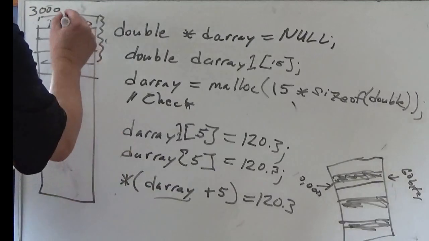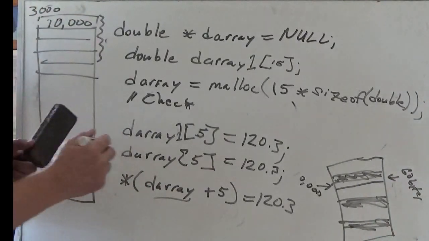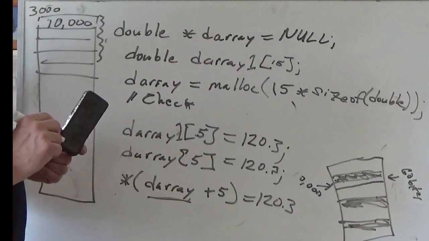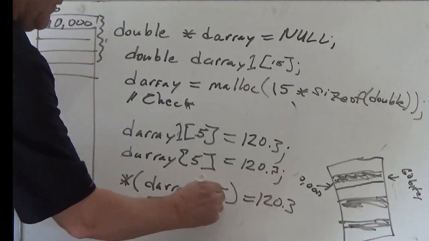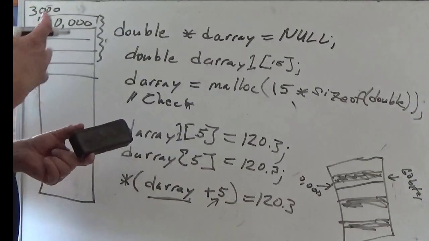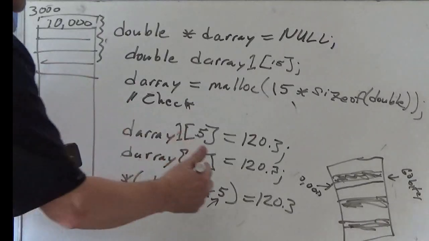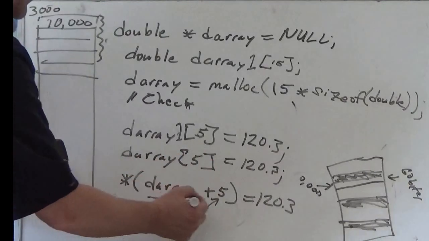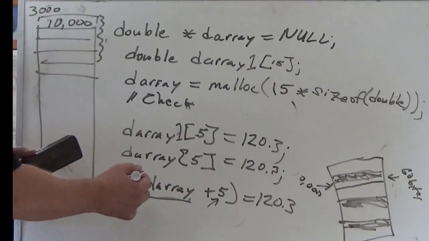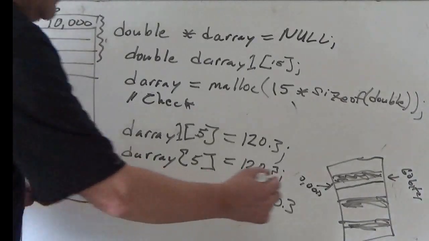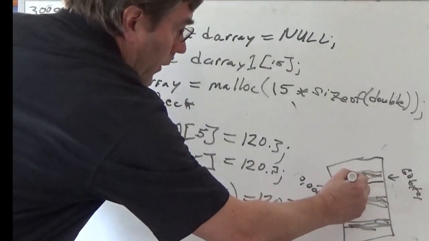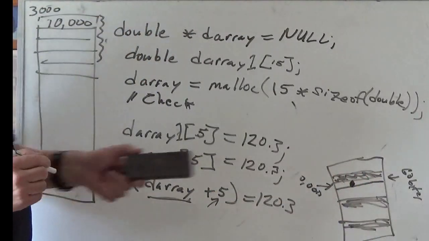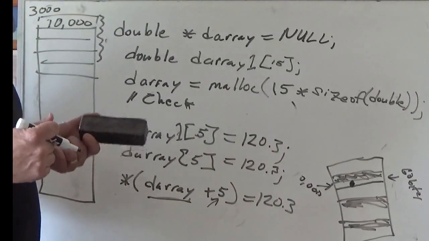Well, D array is set to the memory address 10,000. D array is a double pointer, so it's going to go 5 elements of double in the memory. Each double is 4 bytes, so this is going to be 20 bytes. So this is actually modifying memory address 10,020. Way over here, far away from your program, is that area right there. That's going to be the actual memory address that gets modified.